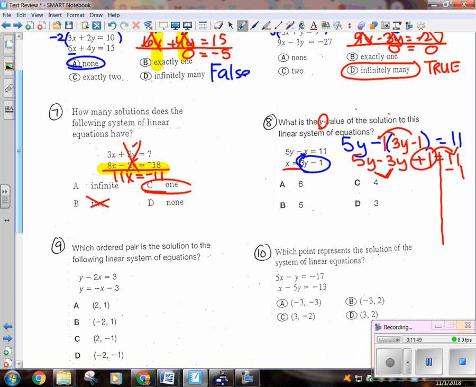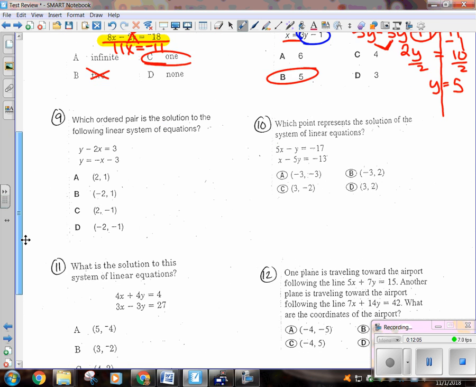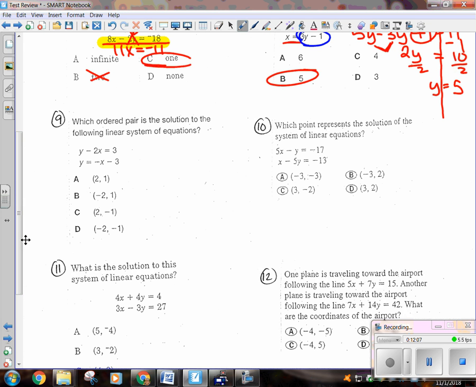Remember, here's where I separate my problem. So I end up with 2y equals 10. Divide by 2. Y turns out to be 5. B is correct. I don't have to solve for x because it only asks for y. Which ordered pair is the solution?